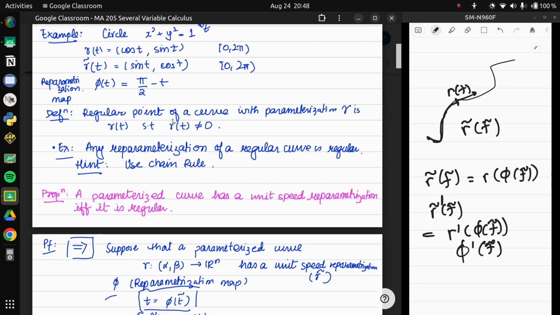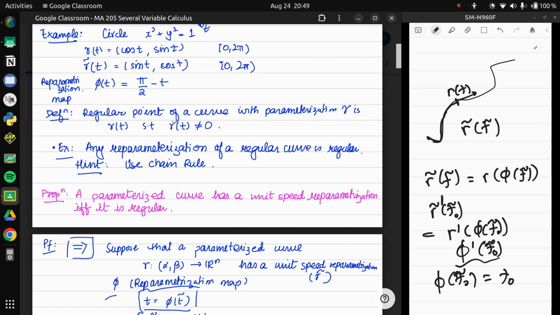Now the thing is that this r dash of, sorry, phi of t tilde, that would just be t naught. So I'm just going to call this t tilde naught. So basically phi of t tilde naught is equal to t naught. So this quantity is just going to be 0 because it's the velocity vector. So it doesn't matter what this thing is, your r tilde dash of t tilde naught is going to be 0, right? So the corresponding point also is not regular, right?